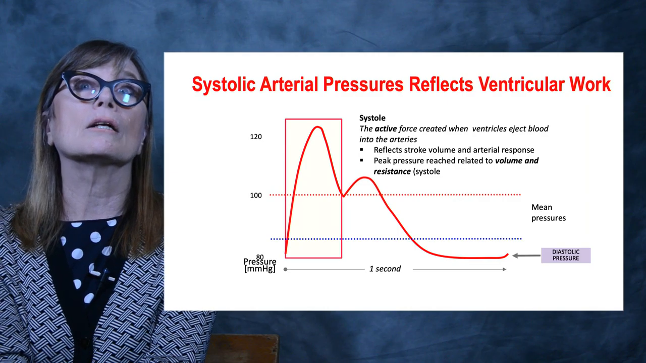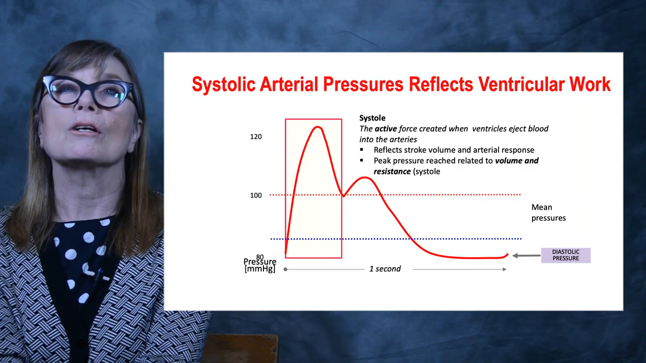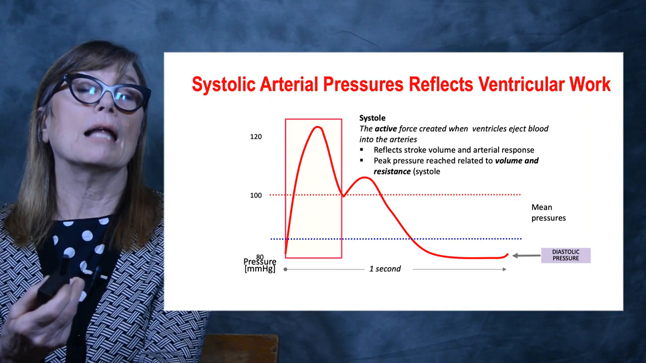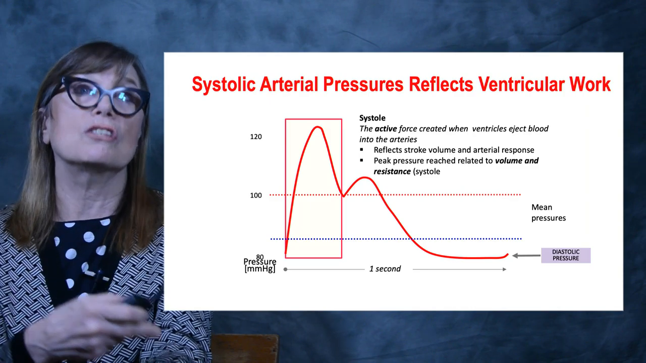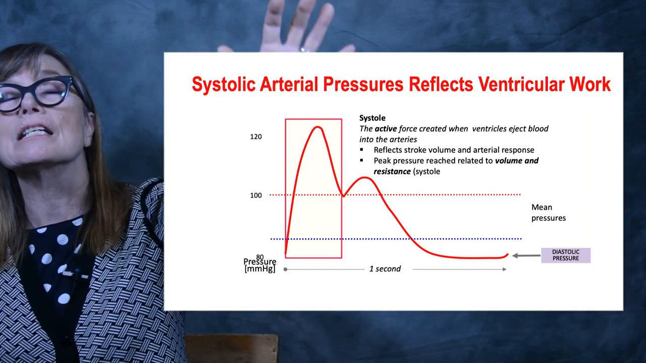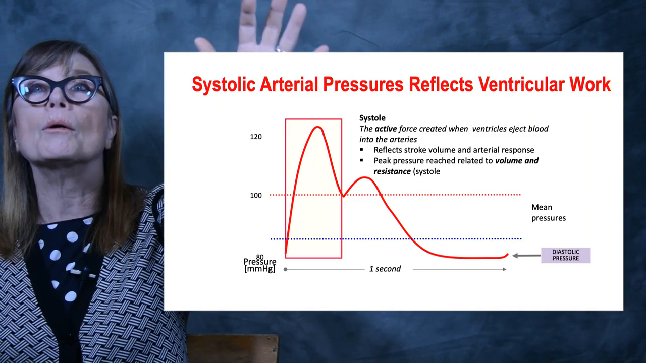So let's take a little closer look here. All right. So systolic arterial pressure is reflecting left ventricular work. And we're talking about the systemic artery. So that systolic pressure reflects the active force of the bolus of blood out into the artery.